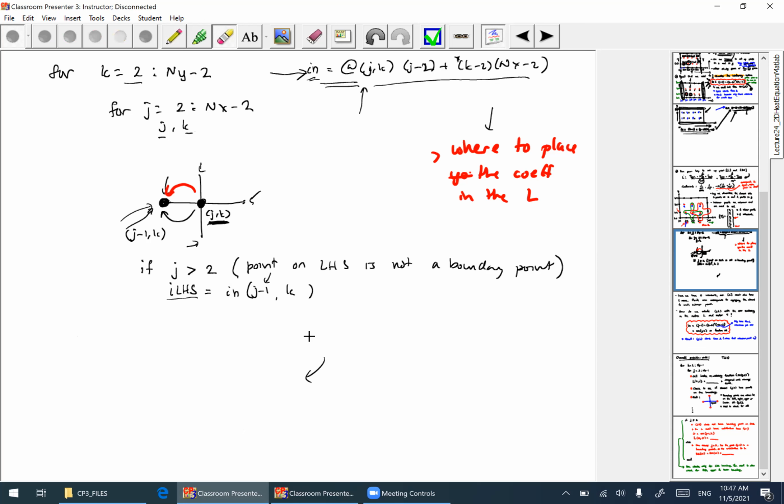Okay. So if you call this, then your I at the left-hand side will be given by this. This will actually give you a number. So from here, you can basically place your coefficient in the proper place in your Laplacian matrix. So L is your Laplacian matrix. So here we are going to have I left-hand side.